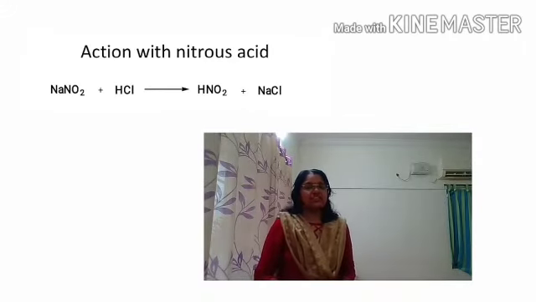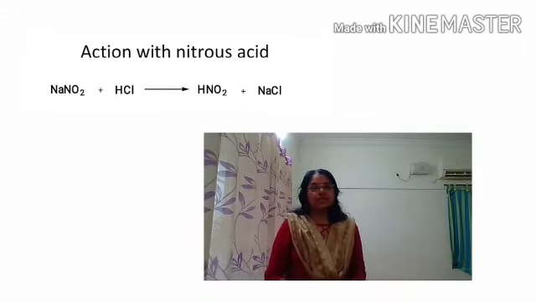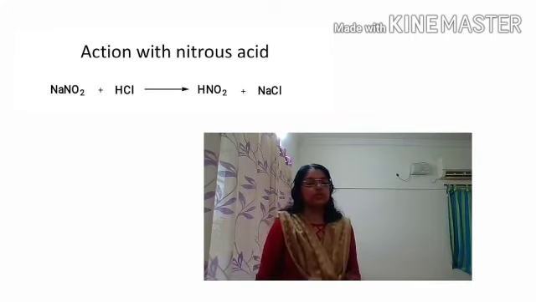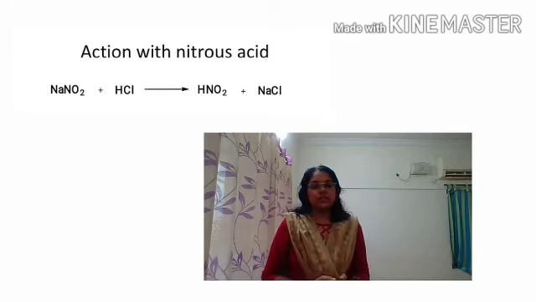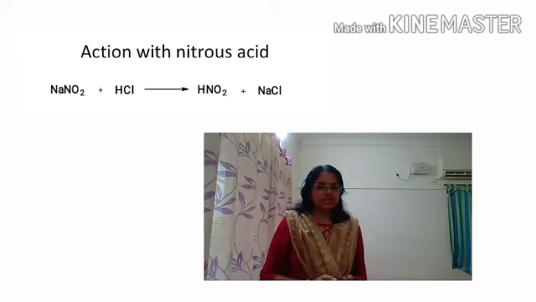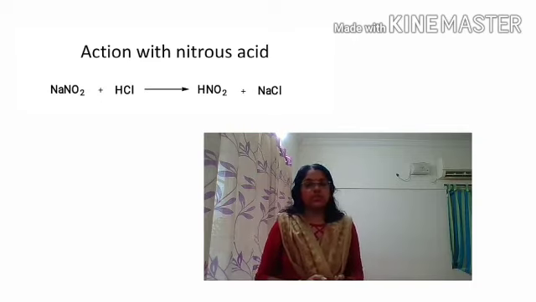Coming to the last reaction, that is reaction with nitrous acid. This nitrous acid is highly unstable, so whenever a reaction is to be carried out, we prepare it instantaneously. That is, by the reaction between sodium nitrite and any acid, we can use HCl. So NaNO2 when reacting with HCl gives HNO2, that is nitrous acid, with the elimination of sodium chloride. So primary, secondary, tertiary amines react with nitrous acid to give different types of product. So this method can also be used to distinguish primary, secondary, tertiary amine.